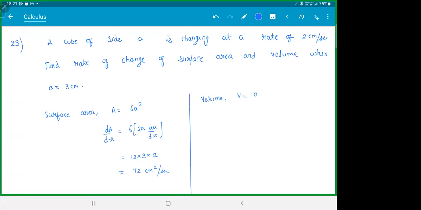Volume V will be A cube. So dV by dt is equal to 3A square dA by dt. So 3A square will be 27 times... 3A square will be 27, dA by dt is 2, 54 centimeter cube per second. Easy? Check out the steps.